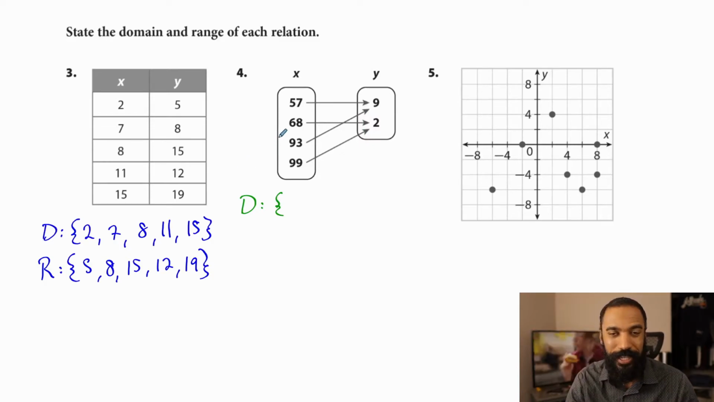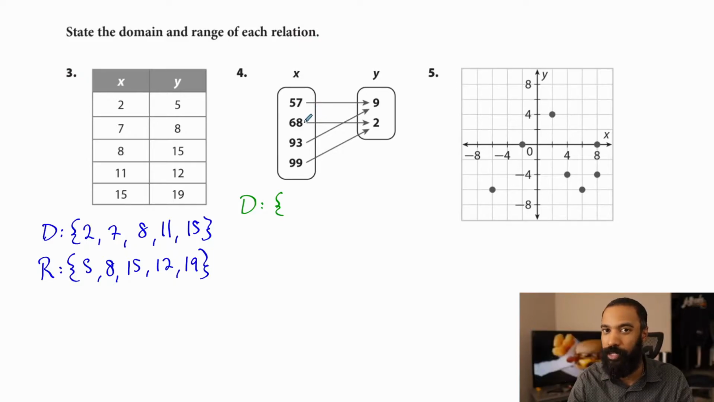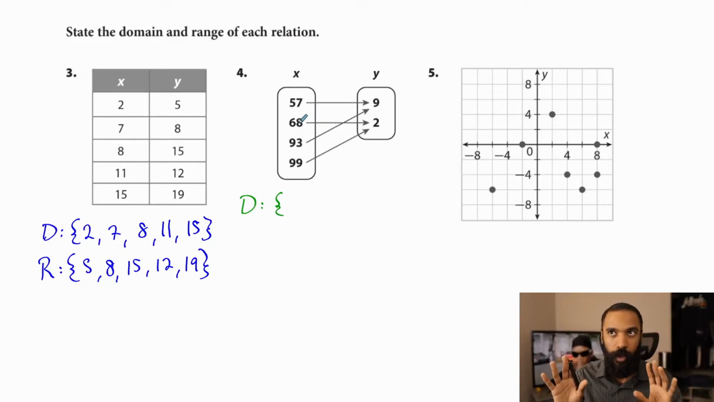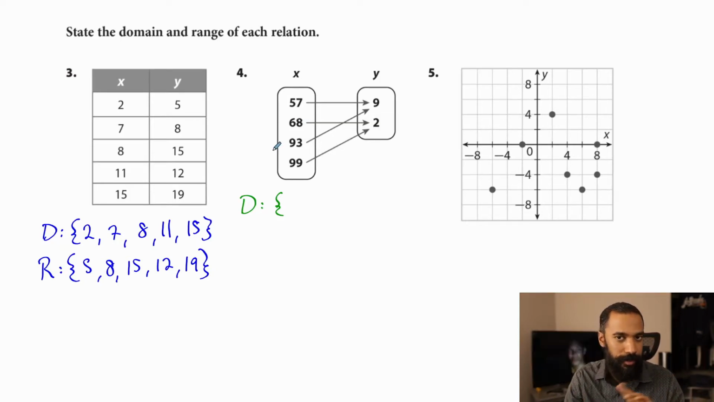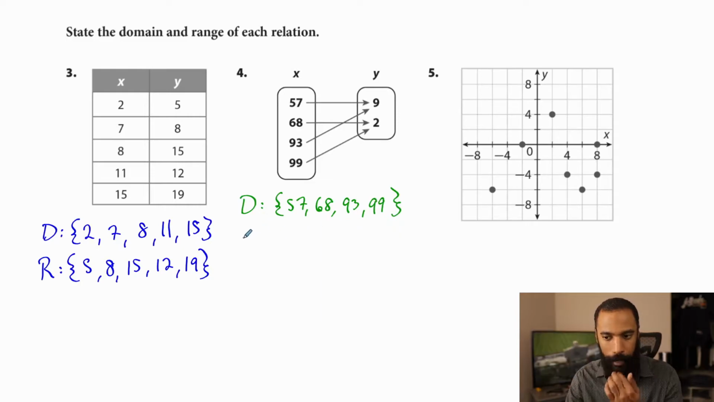Mostly because I told you one thing and now we're gonna do the other. I'm going to list my mapping diagrams and domain and ranges in increasing order always. It's just a better organization tactic. I know that sometimes arrows can intertwine in a weird way, but take my word for it. So now I got to check. Increasing order? Yes, indeedy. 57, 68, 93, and 99. Those are my X values that exist here. And range? 2 and 9.